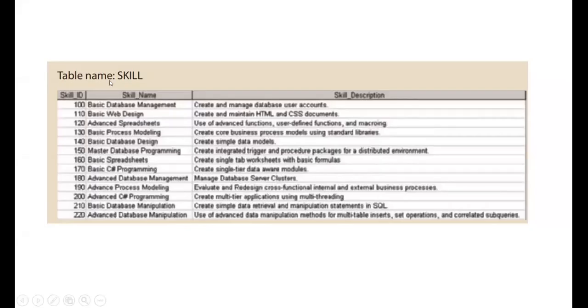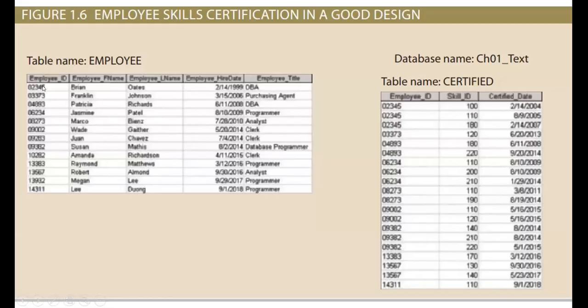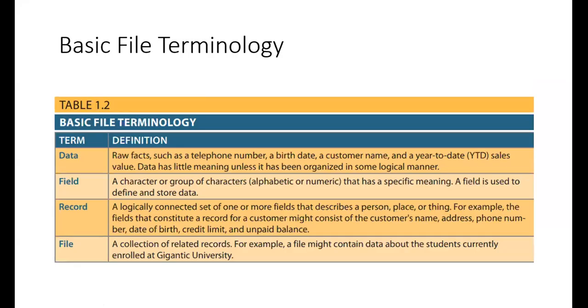The number is data. So the employee ID, one ID, is data. The name is data. The last name is data. Employee role is data. So these are data.